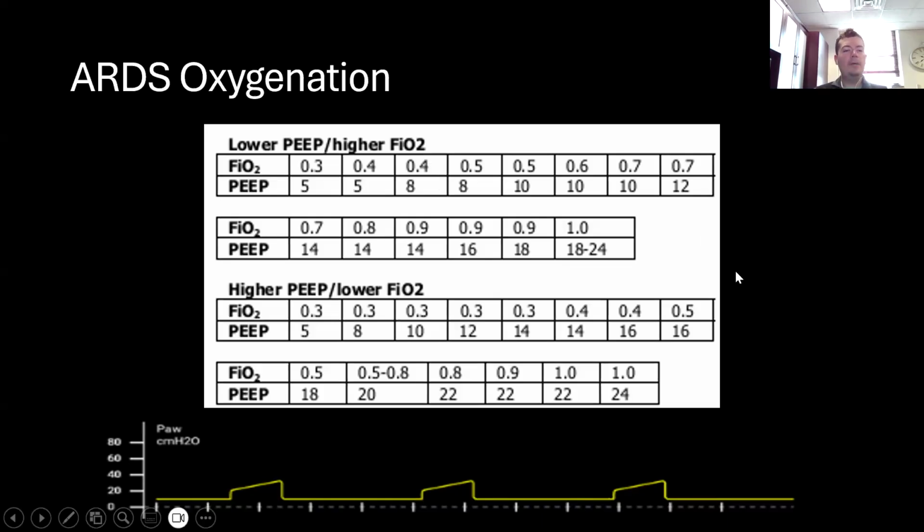And of course, if your patient is not oxygenating well at 100% FiO2 and a high PEEP immediately after intubation, you're not going to drop them all the way down to here and start. But this is just a guide that you can use. And if you are down here and they're having increasing trouble oxygenating, you can use this to titrate your way up. But you, of course, want to use your clinical judgment.